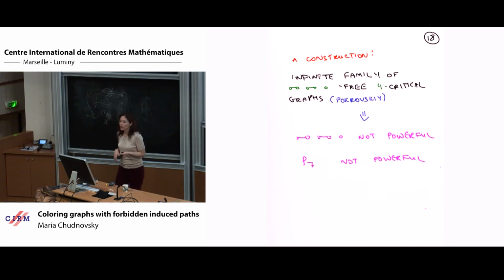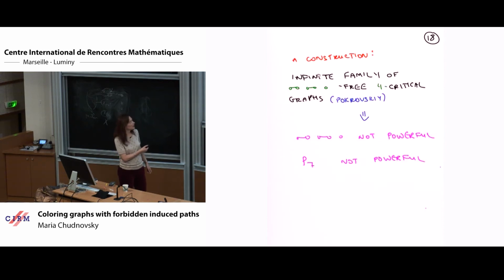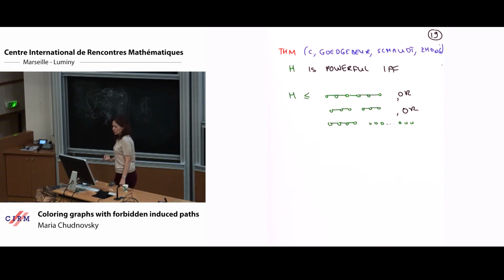So then we also have Petrovski's construction that tells you that P7 is not powerful, but actually if you look at his construction a little bit closer, you notice that not only does it not have P7, it doesn't even have this. So this is not powerful, right? He has an infinite family of 4-critical graphs, none of which contains this. So that's not powerful. And so now here's our theorem. H is powerful if and only if it's a subgraph of one of these. So P6, or this, or that. And what this is, it's a path plus a stable set, right? So this is actually infinitely many graphs.